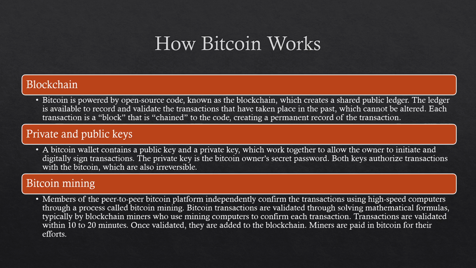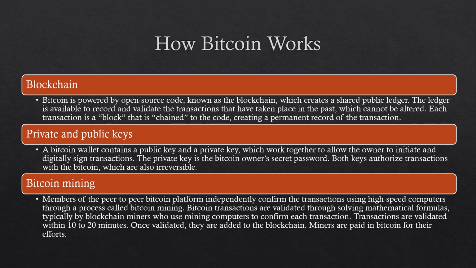With Bitcoin, there are private and public keys. So a Bitcoin wallet contains a public key and a private key, which work together to allow the owner to initiate and digitally sign transactions. The private key is the Bitcoin owner's secret password. Both keys authorize transactions with the Bitcoin, which are also irreversible.